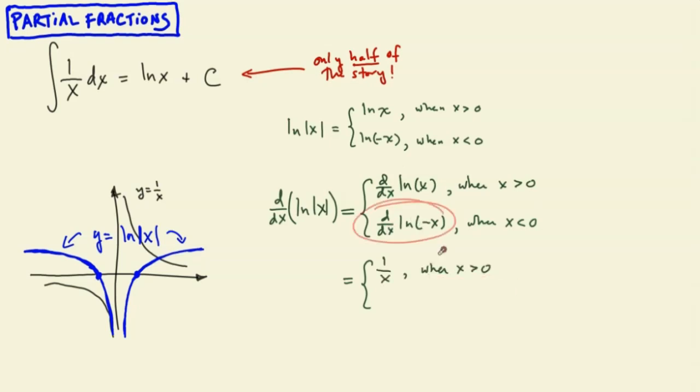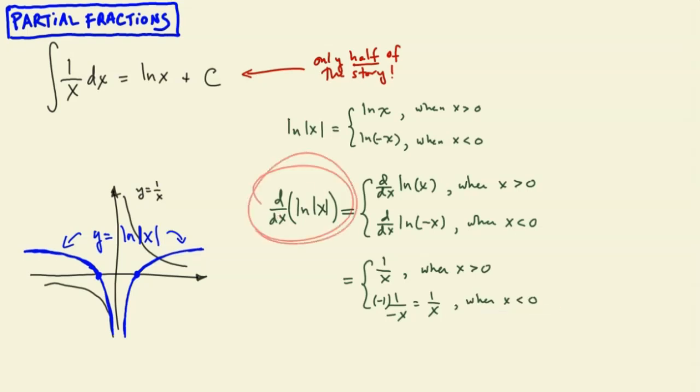For the second branch, the derivative of log of minus x, well, we need the chain rule for that. We get 1 over minus x because of the logarithm, but then we have to take the derivative of the inner function, which is minus 1. Oh, but when we multiply those together, we get plain old 1 over x. And this holds when x is negative. So the derivative of the log of absolute value of x is 1 over x when x is positive, and 1 over x when x is negative. So I don't need this piecewise defined function anymore. I could just say that it is equal to 1 over x for all non-zero x.